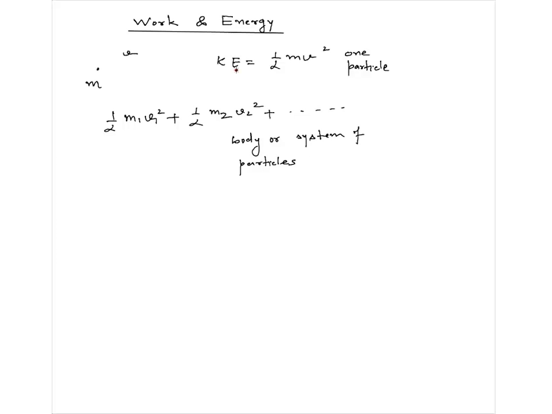Kinetic energy for one particle, kinetic energy for system of particles. A body is made up of several particles, so each particle has to be considered. Now, suppose we have a particle whose kinetic energy is half mv square.